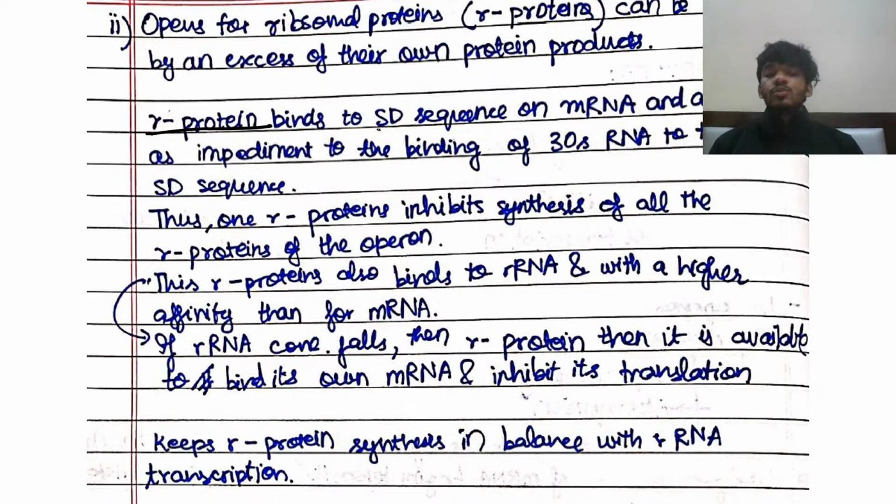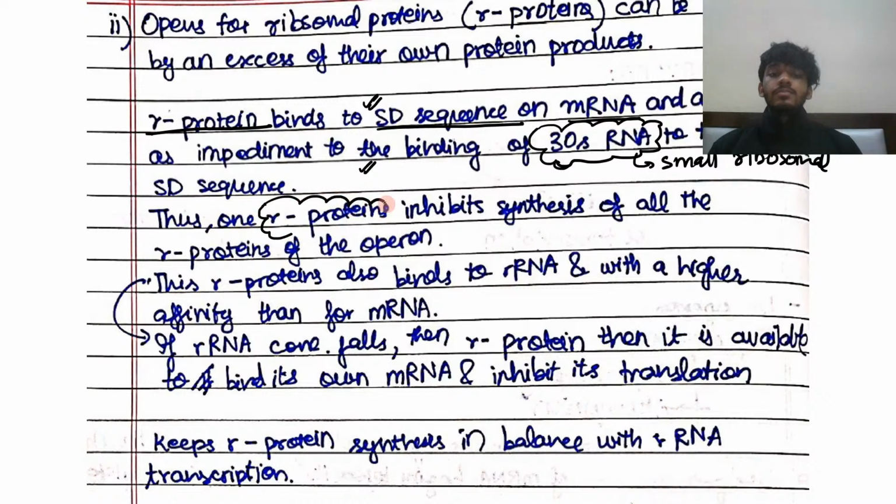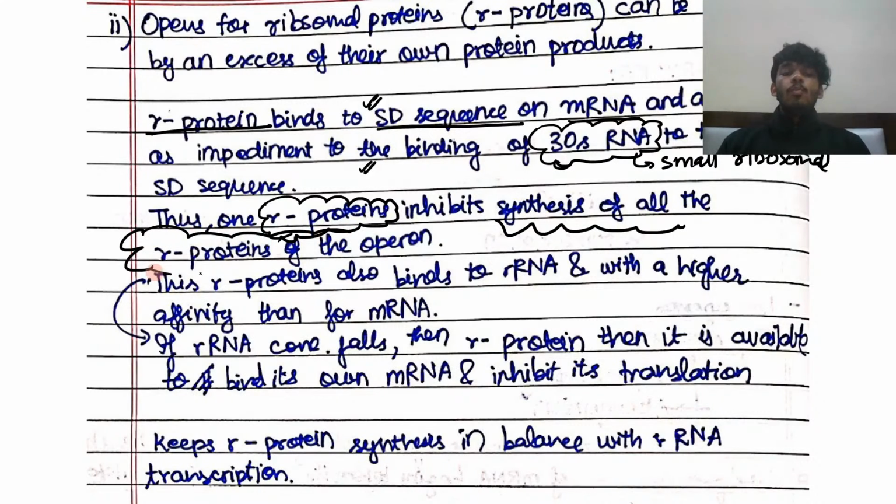The R protein binds to the Shine-Dalgarno sequence on mRNA and it prevents the binding of the small ribosomal subunit to the sequence, right? So in bacteria, how does the ribosome recognize mRNA and the site at which it has to go and bind? That is done by the Shine-Dalgarno sequence. Thus, if the R protein is present on the Shine-Dalgarno sequence, it inhibits the synthesis of all the remaining ribosomal proteins of the operon.